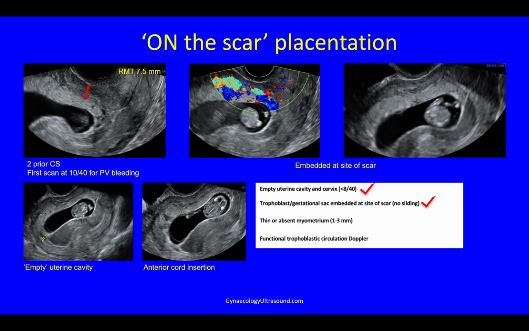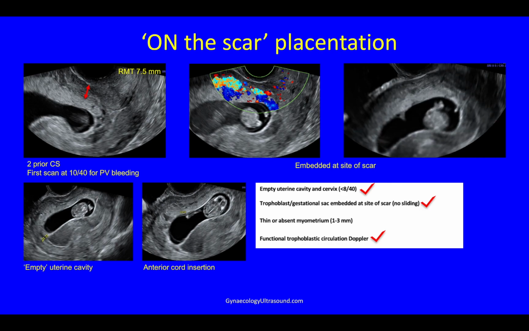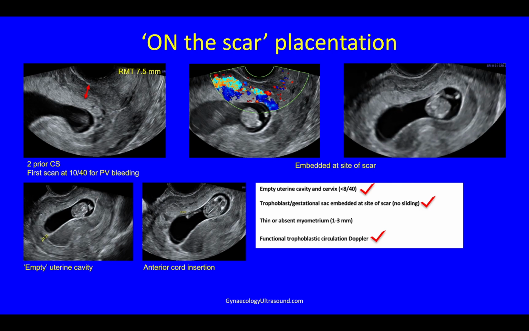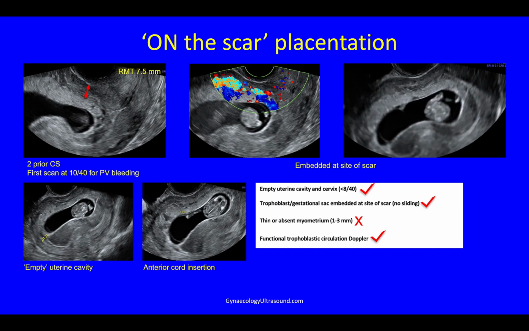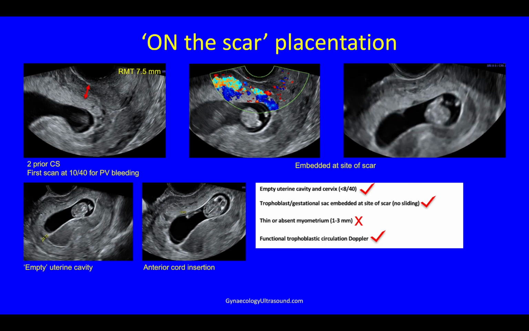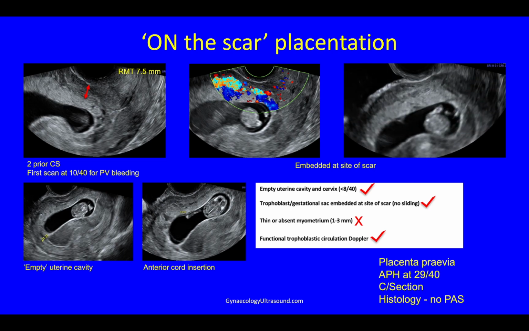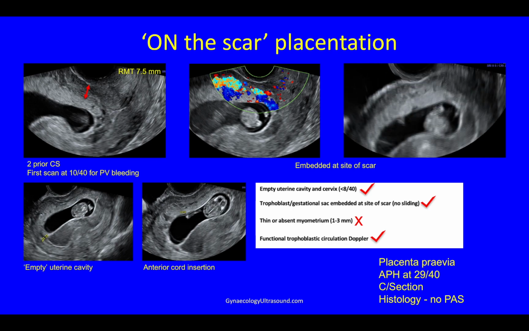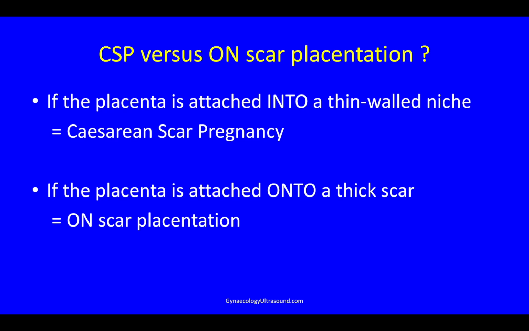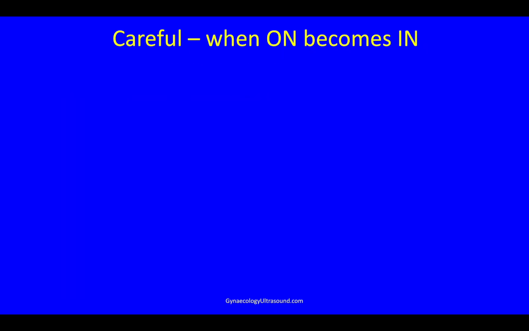So yes, empty cavity and cervix, embedded at the site of the scar, functional trophoblastic circulation, but the myometrium was not thin, it's 7.5 millimeters, so probably we should not call this a scar pregnancy, but call it on-the-scar placentation. This patient had a section at 29 weeks for bleeding, and there was no placenta accreta spectrum. So I'm going to say if the placenta is attached into a thin-walled niche, I'm going to call that a scar pregnancy. But if the placenta is attached onto a thick scar, that will be on-the-scar placentation.